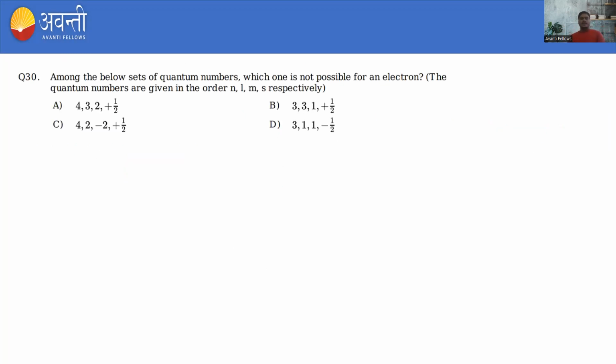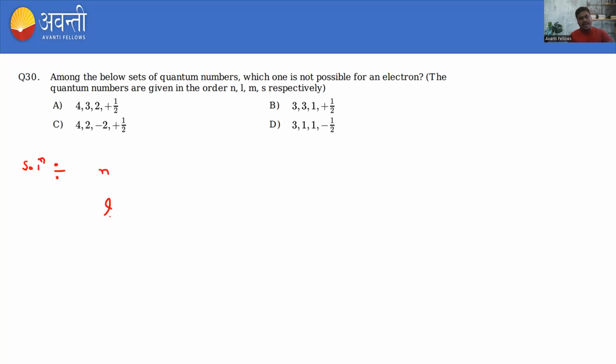Okay. Now, this question is from quantum numbers, that is structure of atom, right? So this is a very, very important question. You all learn all these things in your 11th class. Among the below sets of quantum numbers, which one is not possible for an electron? So we know that we have four sets of quantum numbers, right?